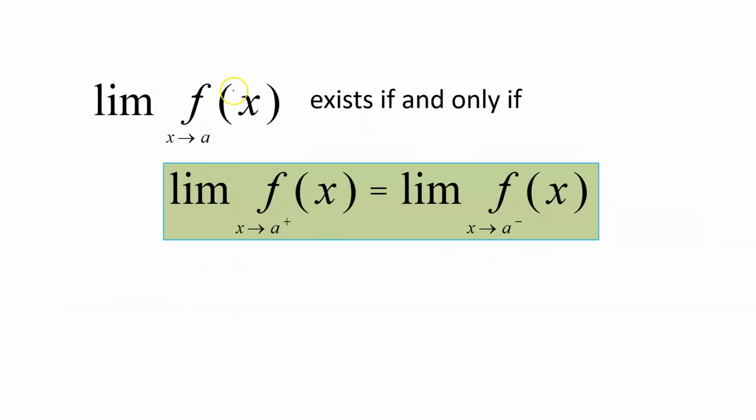Okay, then we have this one. The limit of a function when x approaches a exists if and only if the limit of f(x) when x approaches a from the right must be equal to the limit of f(x) when x approaches a from the left. So we have discussed this before. The limit must be the same whether it's from the left and from the right. Okay, then only your limit exists.